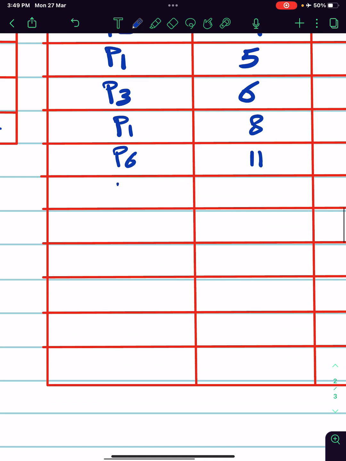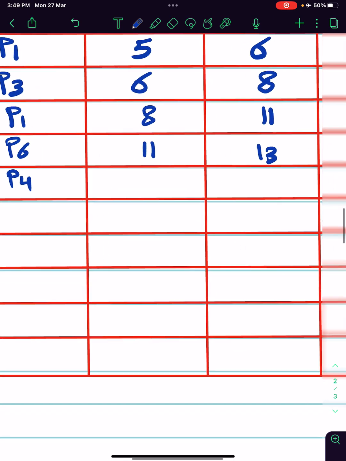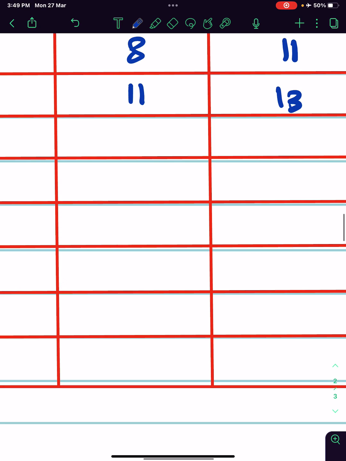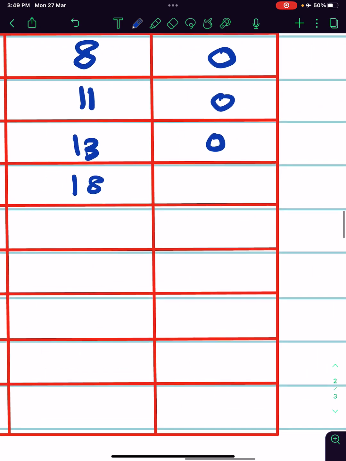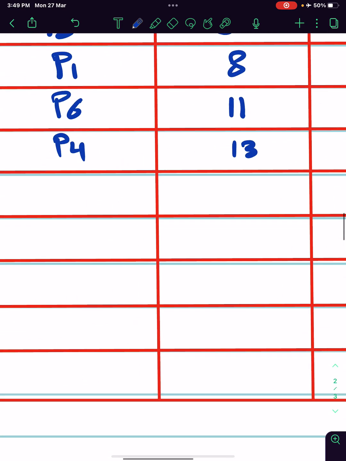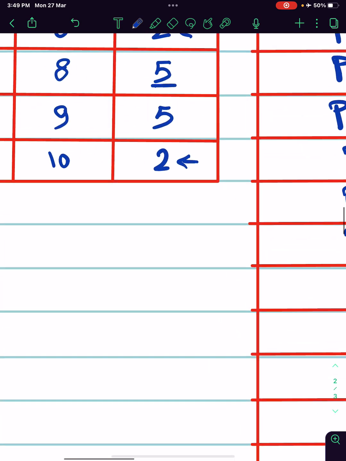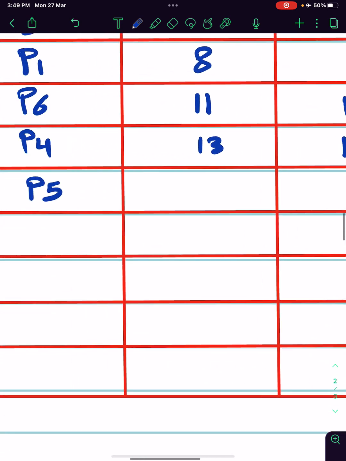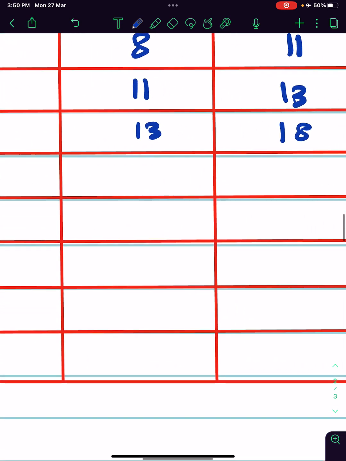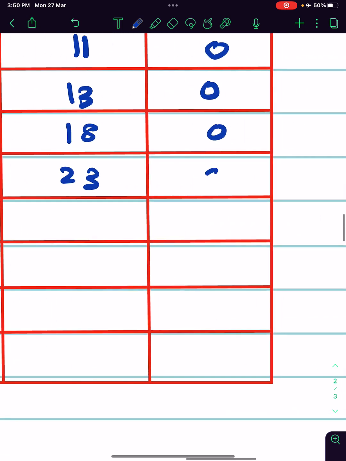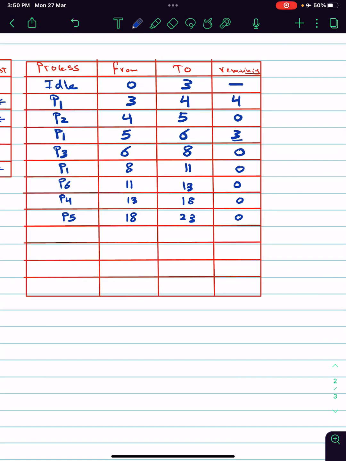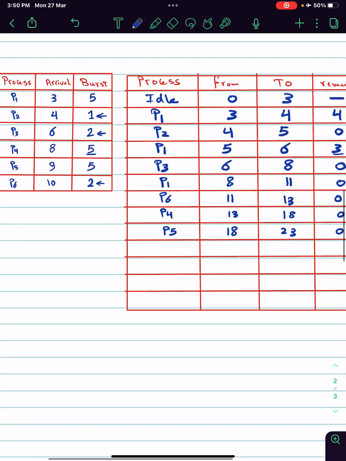I'm going to be taking P4. So P4 here is going to execute from 13 all the way to 18, and now the remaining time is 0. And then P5 is going to work from 18 all the way to 23, and the remaining time is also 0. All of them are done.